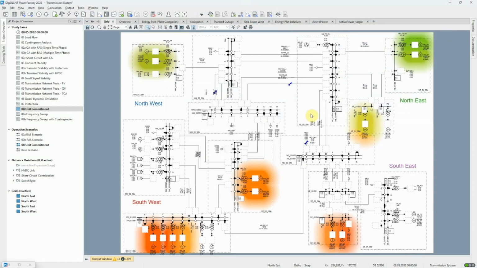To find out more about applications of the unit commitment and dispatch optimization function, take a look at the video that comes with the Texas grid example.